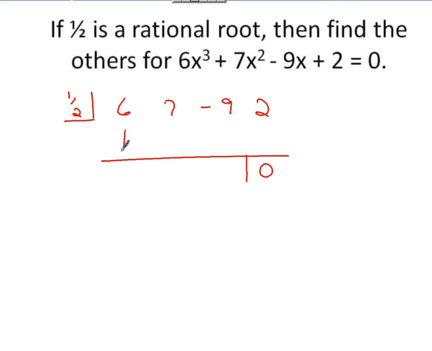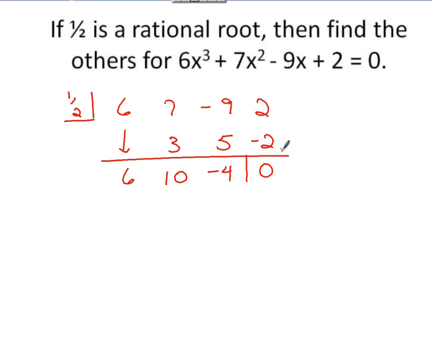So I bring down the 6. I take half of 6, which is 3. Add through, get 10. Take half of 10, which is 5. Add through, get negative 4. Take half of negative 4, which is negative 2, and checks out that I get 0 back.